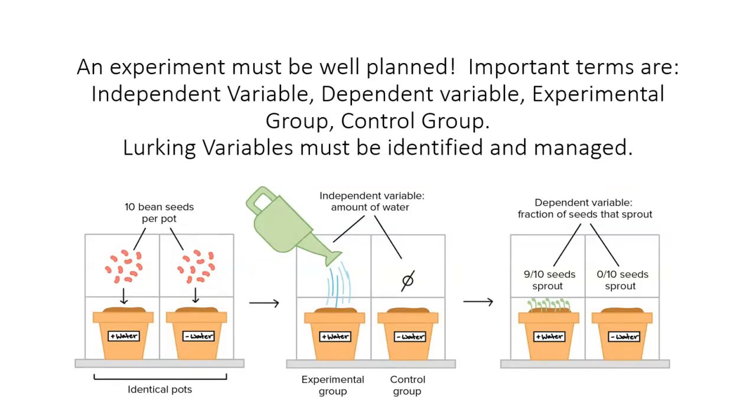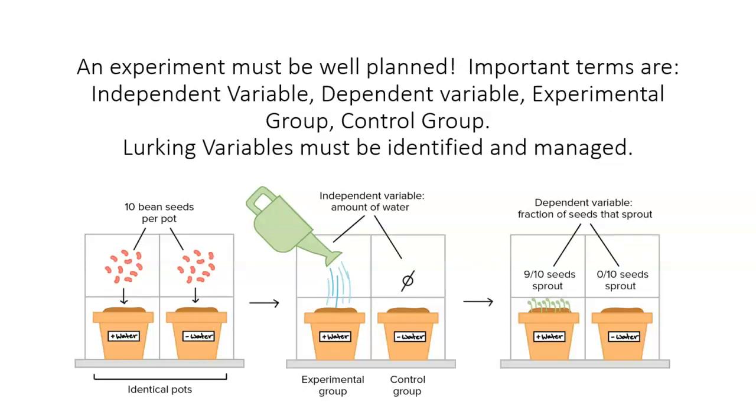The independent variable is the thing that you are manipulating, or that you are varying from one pot to the next on this one. A dependent variable is the outcome that you're trying to measure. So independent variable is the item that you are regulating or that you are manipulating. The dependent variable is the outcome.